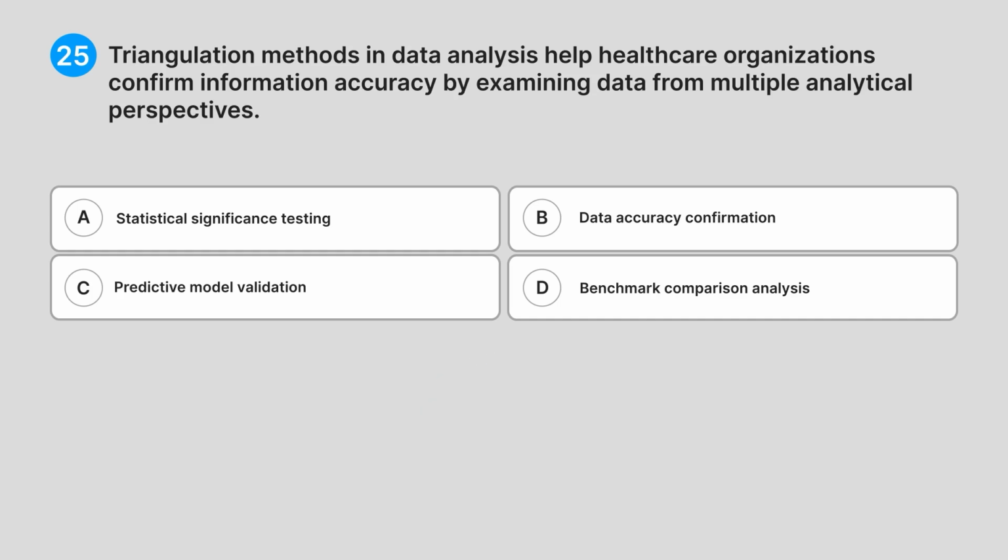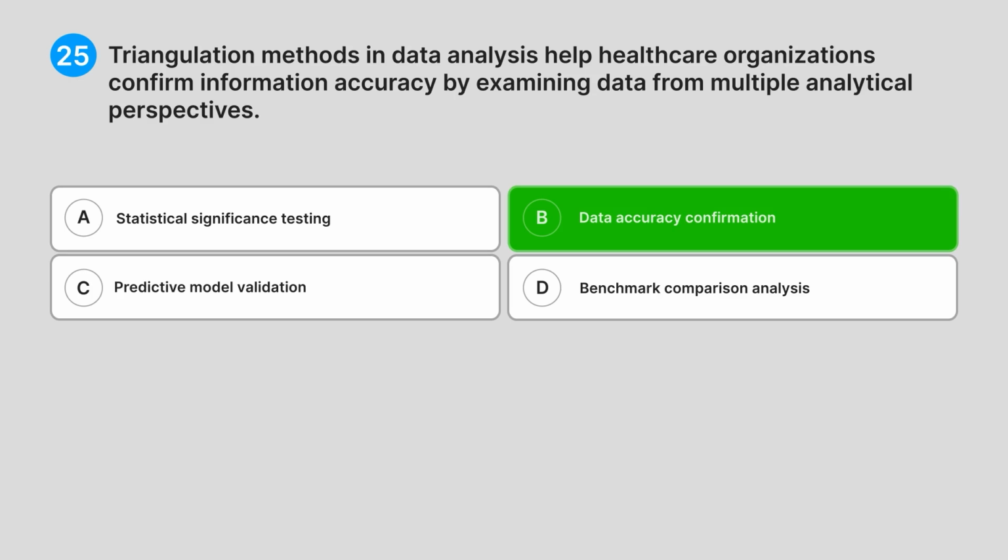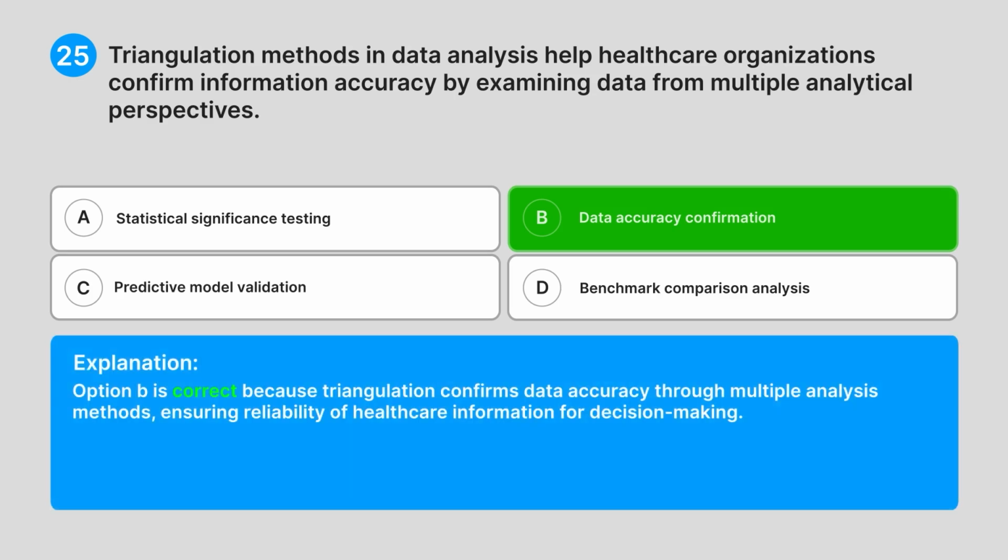Correct answer, B. Data accuracy confirmation. Explanation. Option B is correct because triangulation confirms data accuracy through multiple analysis methods, ensuring reliability of healthcare information for decision-making.